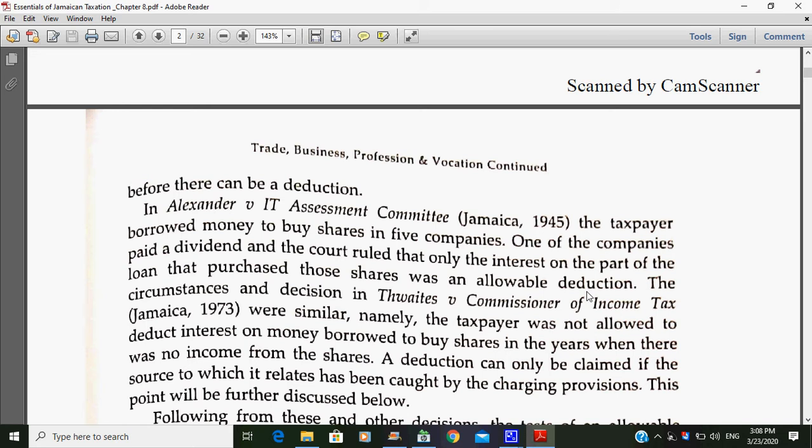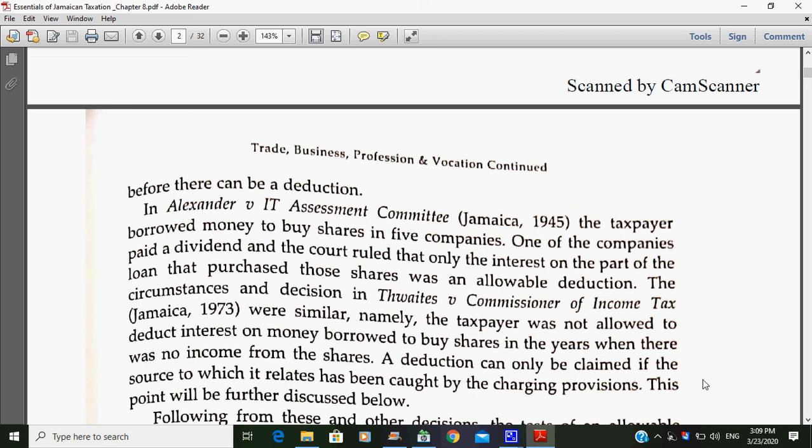The circumstances and decision in Thirst versus Commissioner of Income Tax were similar. Namely, the taxpayer was not allowed to deduct interest on money borrowed to buy shares in the years when there was no income from the shares. Again, one of the companies paid a dividend, and the court ruled that only the interest on the part of the loan that purchased those shares was an allowable deduction.